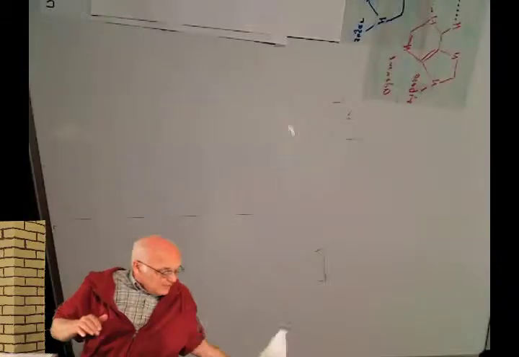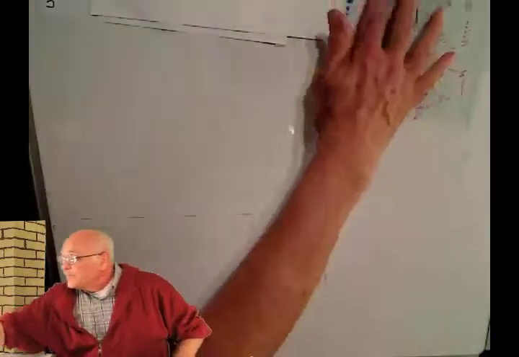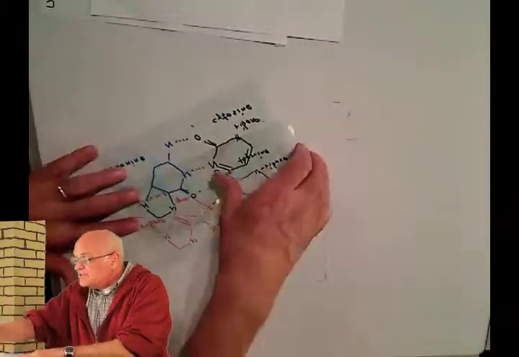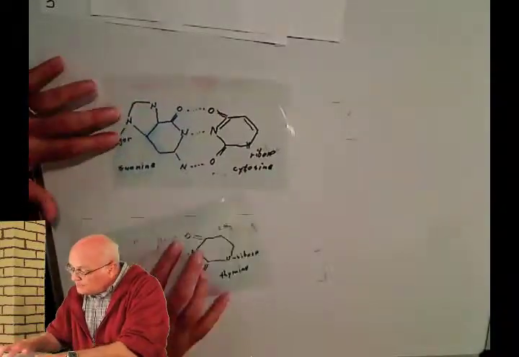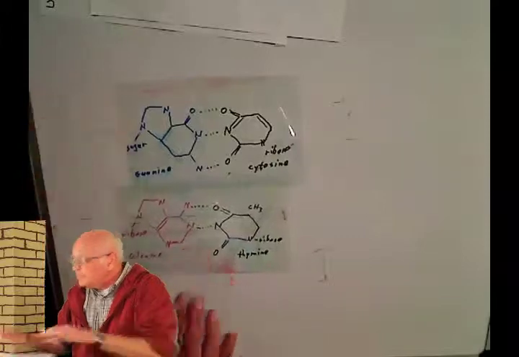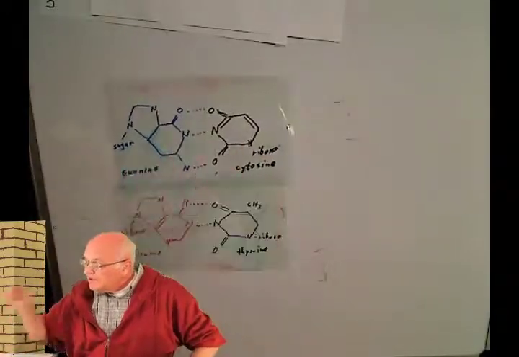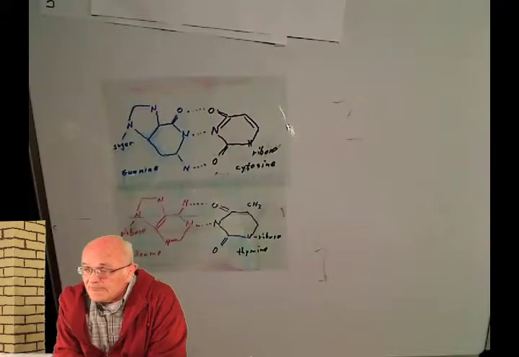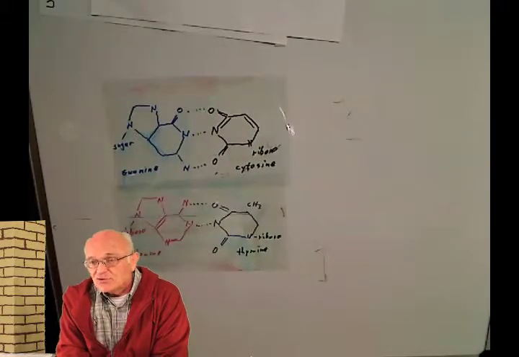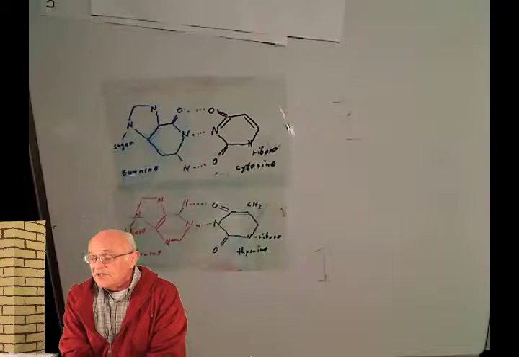So if we look at DNA as a spiral staircase, the stair steps are adenine, thymine, and guanine and cytosine. There's not variations in the structure of the stair steps.